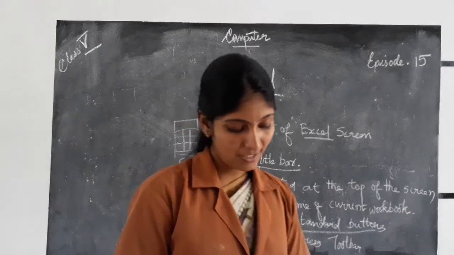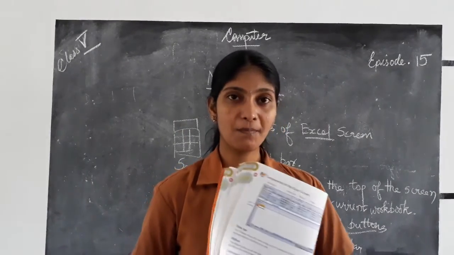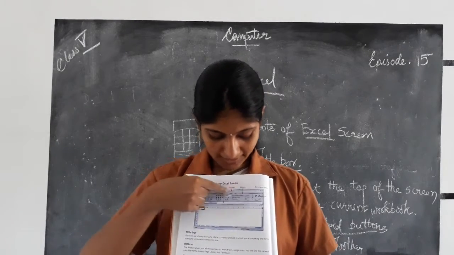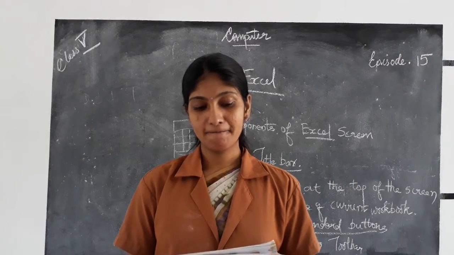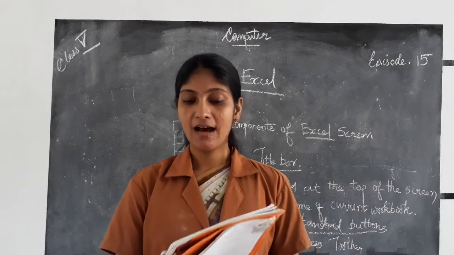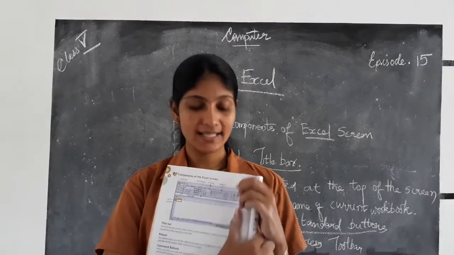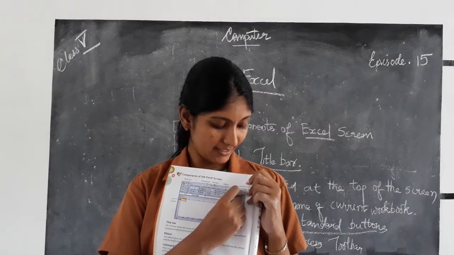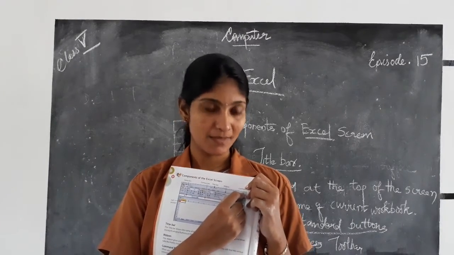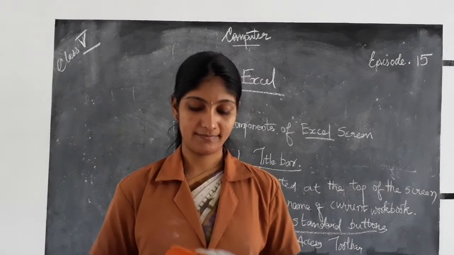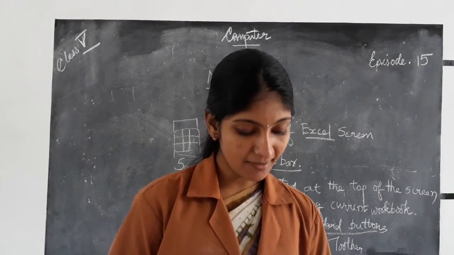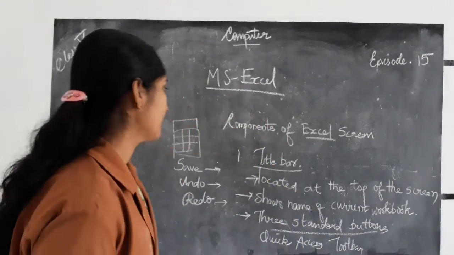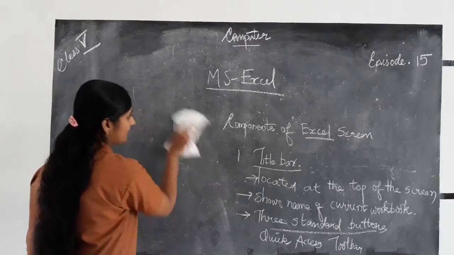Look at the picture, page number 86. When we open MS Excel, a window appears. At the top side you can see this is the title bar. On the title bar we can see there are other buttons: the minimize button, restore or maximize button, then the close button. Okay. Then the next component is the ribbon.